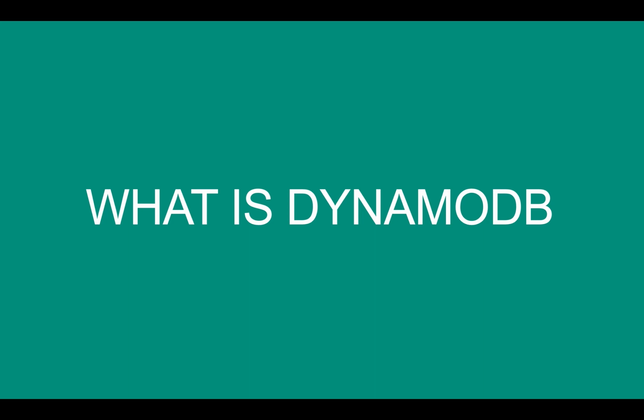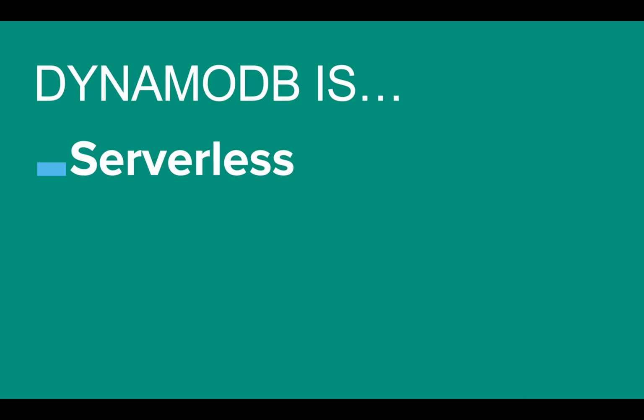What is DynamoDB? Amazon DynamoDB is a key-value and document database that delivers single-digit millisecond performance at any scale. DynamoDB is serverless, which means you don't have to manage any server or any infrastructure to use it. It is a fully managed service and requires zero administration, yet provides you a highly scalable, fault-tolerant DB service.